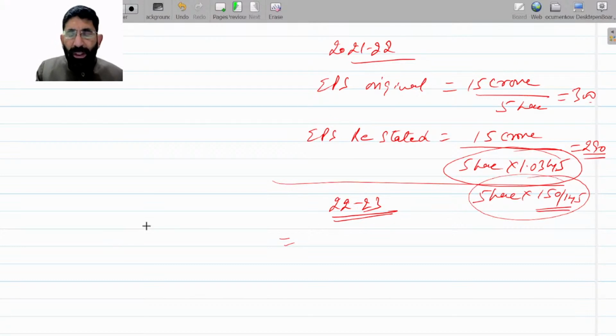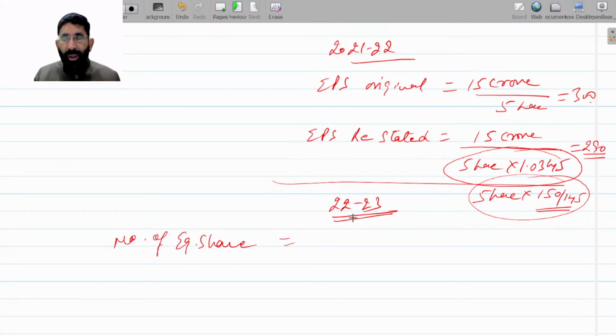So first of all, get the number of equity shares for 22-23. How much is it? Tell me how much will be the number of equity shares after making the adjustment factor. After adjusting. Very good. Vinay has also read it. Shivlani has also read it. Good. Abdul has calculated it. Very good.